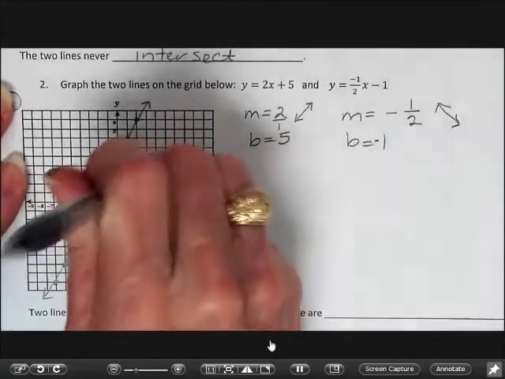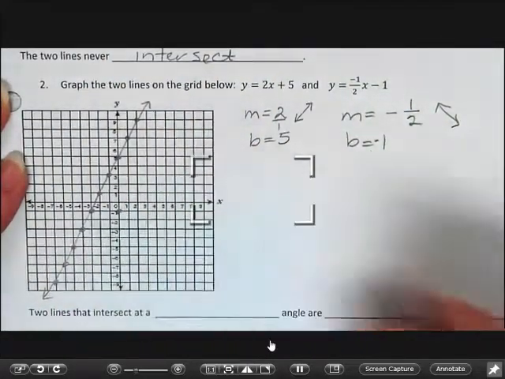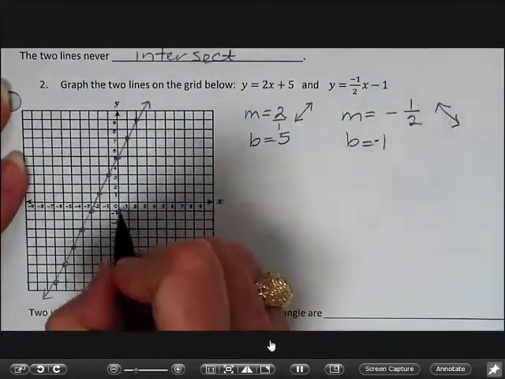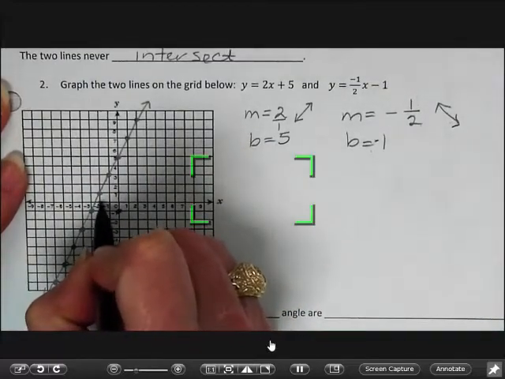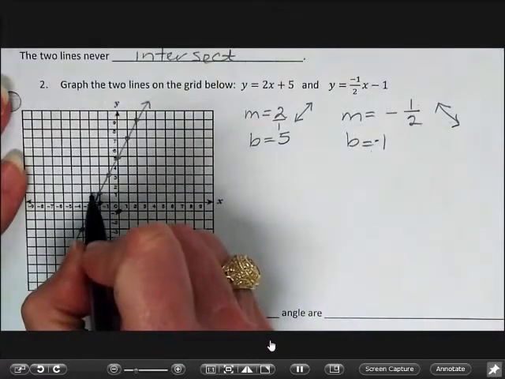That's a good catch. All right, so let's start it in the right place. I'm going to rise 1, and I'm going to run 2 to the left because I want my line to be going negative. Rise 1, run 2.